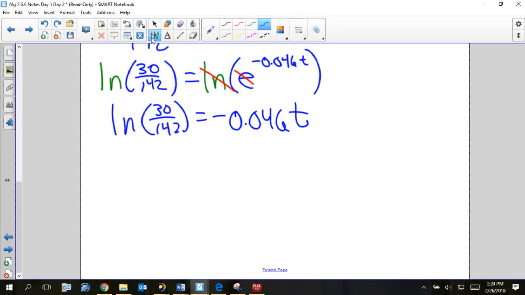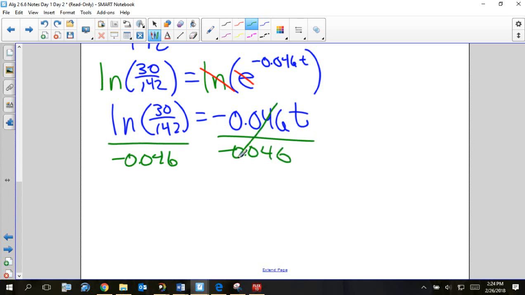Almost there. What do I do now? Let's get t by itself. What do we do? Divide negative 0.046. Both sides? Yes. Divide both sides by negative 0.046. And we will get t by itself. So go ahead and type that into your calculator. It will be an approximate answer.